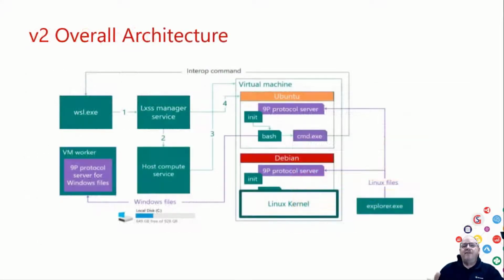So from a V2 overall architecture, this is what you're looking at. And I'm not going to go through this whole thing, but if you take a look at the core components, okay, you have the Windows files, local disk C on the left-hand side. You'll notice how that all interoperates into the VM, okay, and then back all the way down to Linux files, explorer.exe. So everything kind of ties together and everything can talk to each other.